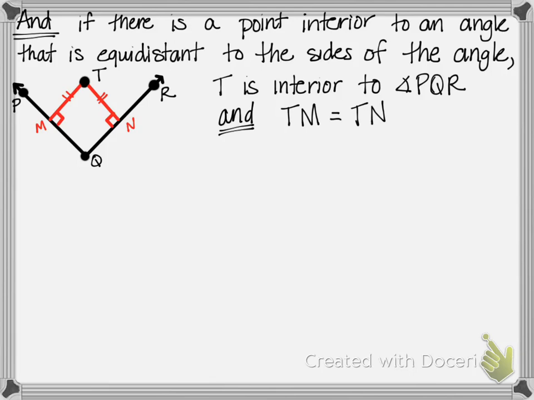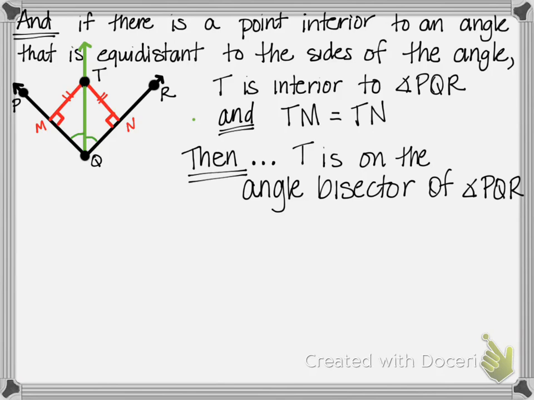So now I have this situation. If there is a point, in this case T, interior to an angle that is equidistant to the sides of the angle, what do I know about that point T? Well, what I know is that T must be on the angle bisector of the angle PQR.